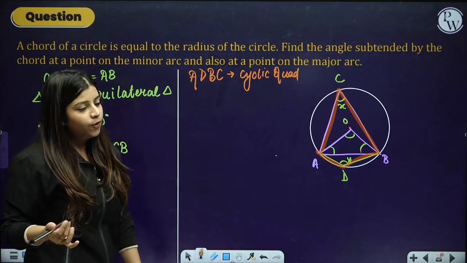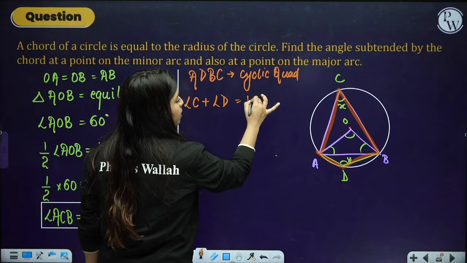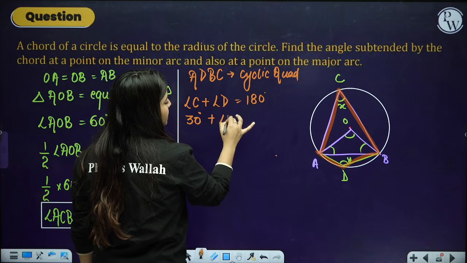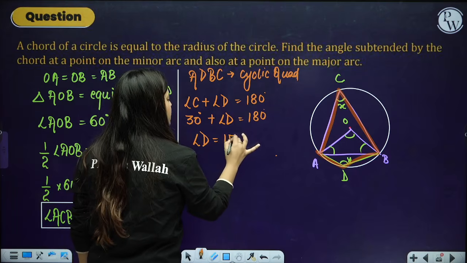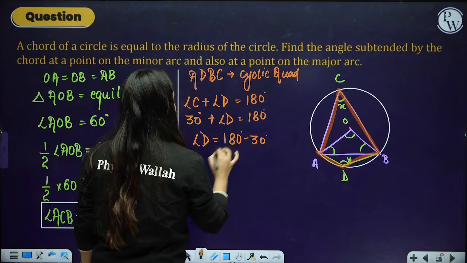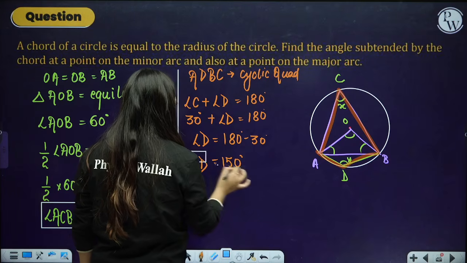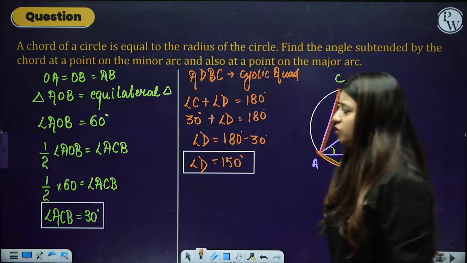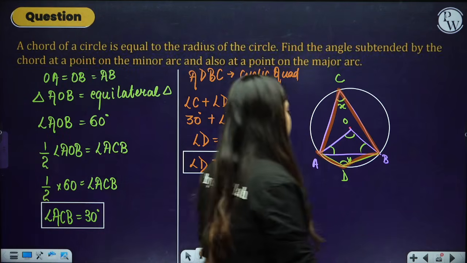Now, if it forms a cyclic quadrilateral, we can say that angle C plus angle D is equivalent to 180 degrees, as they are supplementary. So 30 degrees plus angle D is equal to 180, and from here we get angle D as 180 degrees minus 30 degrees, that is 150 degrees. So angle D is 150 degrees. This is how you solve these questions, and I hope the solving is absolutely clear to everyone.